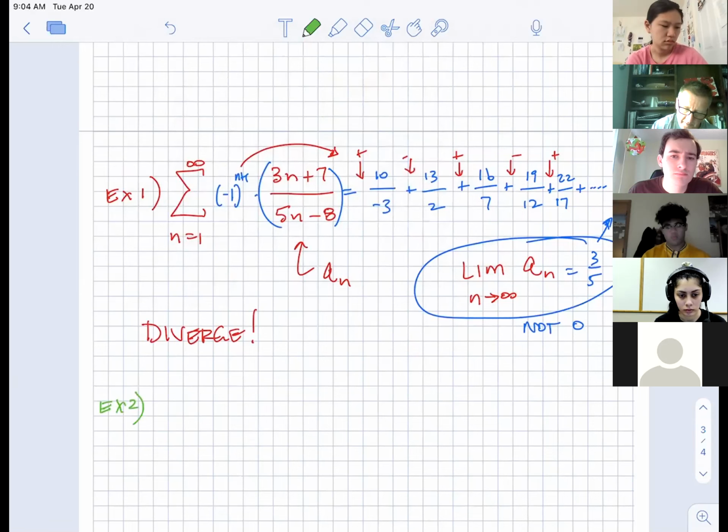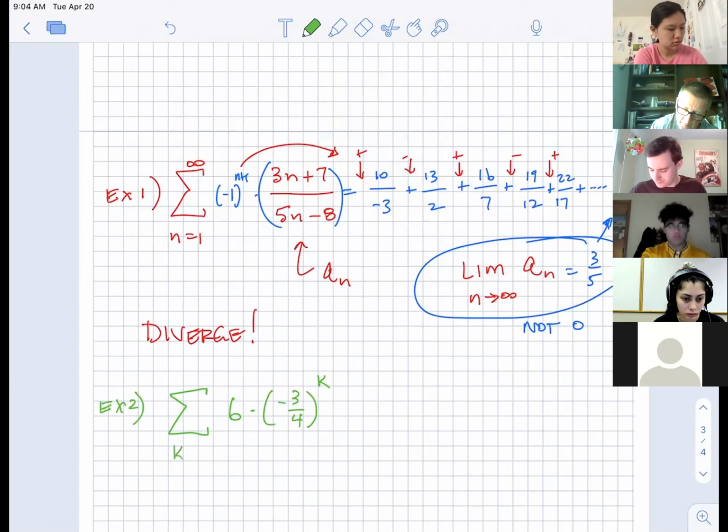What about this one? What if I said something similar? Let's throw a 6 in front of this and let's make this a negative. Let's use k this time. K equals 2 to infinity. Do you see that the alternation here is going to be caused by the -3/4? You don't always just have to have a -1 sitting out there to cause it.